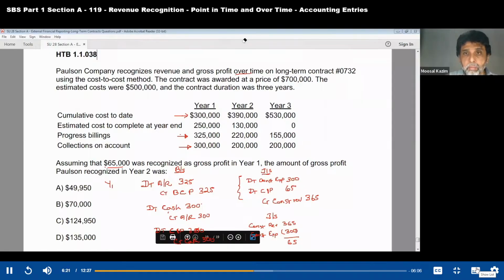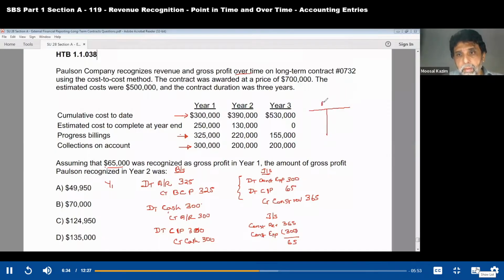Yeah. So now for the balance sheet. So for the balance sheet, AR has a balance. From PCP, it got a debit, right? 325. 325 was a progress billing. And they collected cash. So cash 300. So the balance is 25.